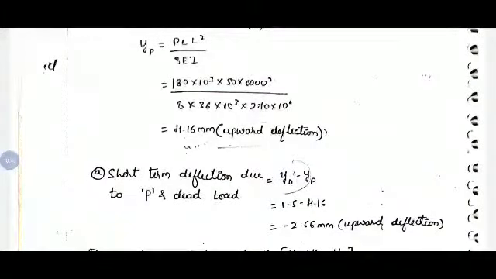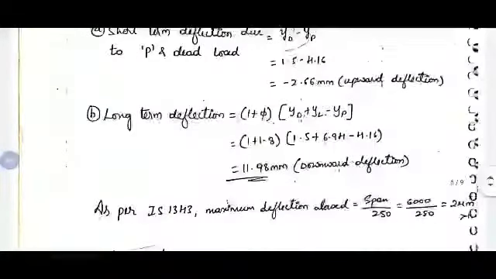Short term deflection due to P and dead load, YD minus YP, we will get minus 2.66 mm. It is upward deflection. Long term deflection, (1 plus phi) into YD plus YL minus YP. So phi is 1.8. Loss ratio is not given, so no need of neta. We get 11.98 mm and it is downward deflection.